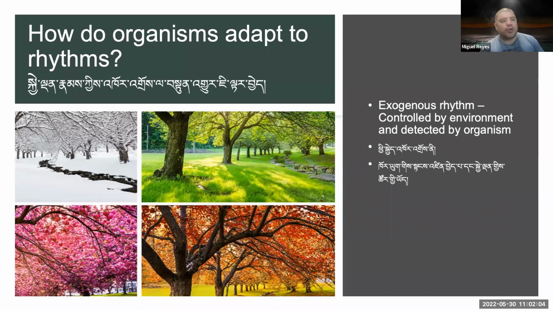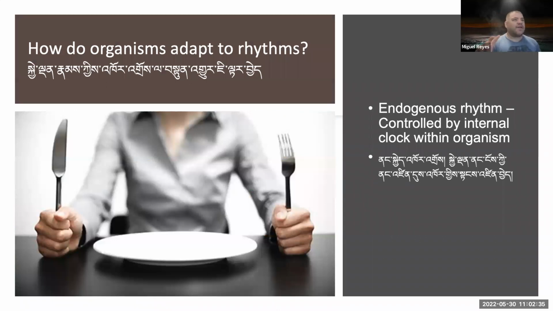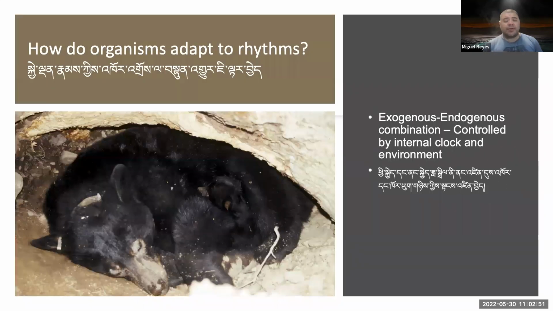Can anyone tell us what we call these cycles that come from within the organism? What do we call the other type of cycle? Endogenous. Yes, excellent. Endogenous cycles come from within the organism. And of course, you should know by now that there is a combination of both exogenous and endogenous cycles that can drive the function of an organism.